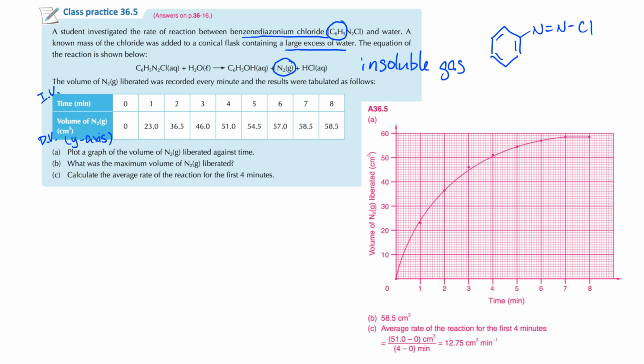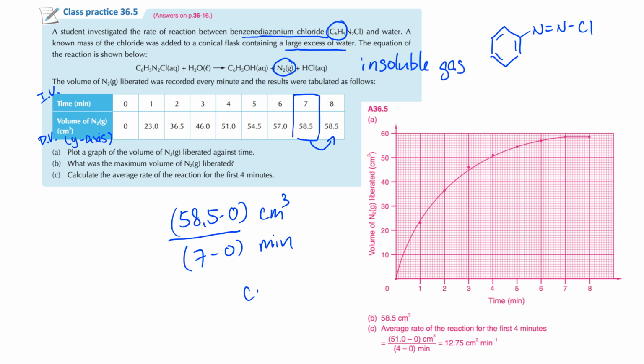Before we plot the graph, we look at which point onward the reaction finishes. So it should be this one, because you see that 58.5 afterwards. So the average rate basically will be 58.5 minus 0 over 7 minus 0. The unit for the one above will be cm cubed, the one below will be minutes. So therefore the final unit has to be cm cubed per minute. So you need to plot a graph. You have to tell the maximum volume, and then you have to tell the average rate. Basically it will be like that only. Not that difficult.